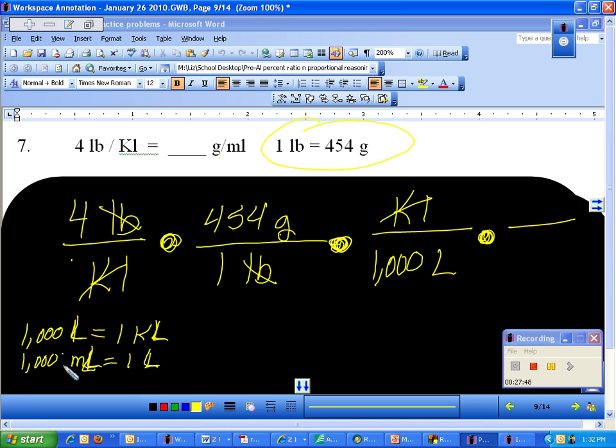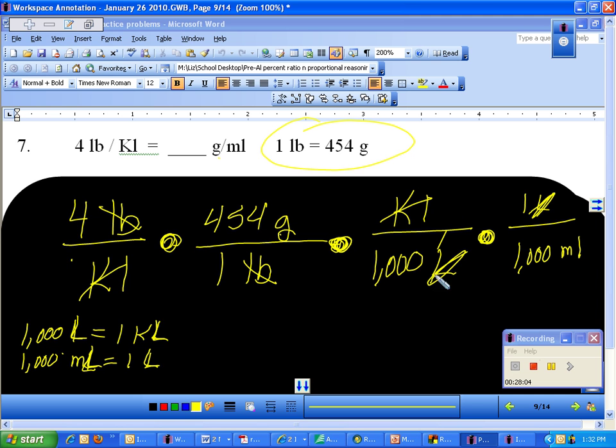Which one's going to go in the top, the 1,000 milliliters or the 1 liter? Which one's going to go on the top, Joseph? The liter, because I've got to cancel out this liter. So 1 liter equals 1,000 milliliters. Cancel.